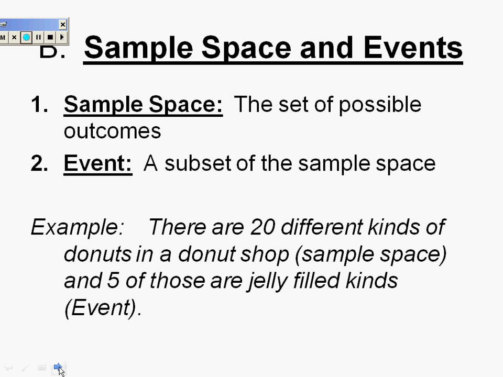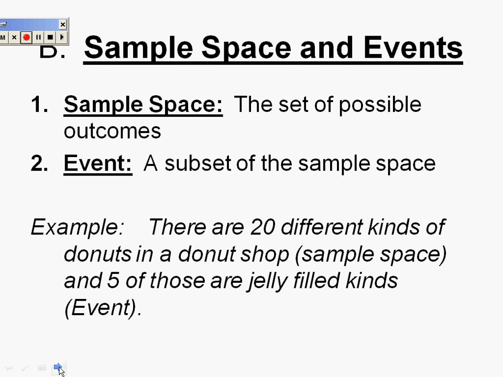If I say we're going to a donut shop and I'm going to buy one donut, what kind of donut am I going to buy? And they have 20. Well, the sample space is there's 20 possibilities for that because there's 20 I can pick from, right? Now, an event is a subset. A subset means it's like a smaller group inside of that total. The event is a subset of that sample space.